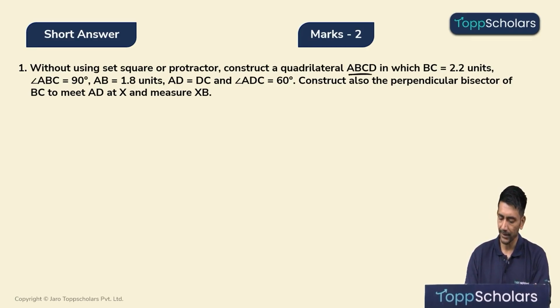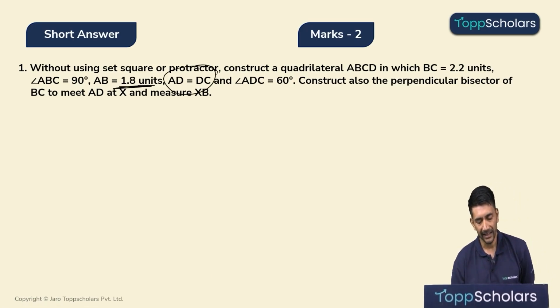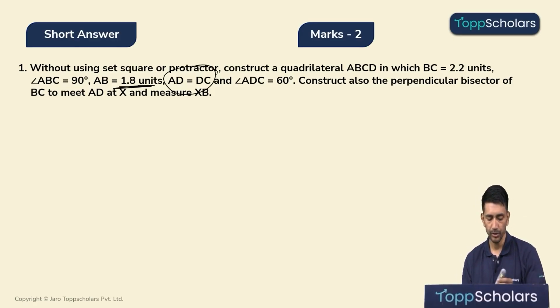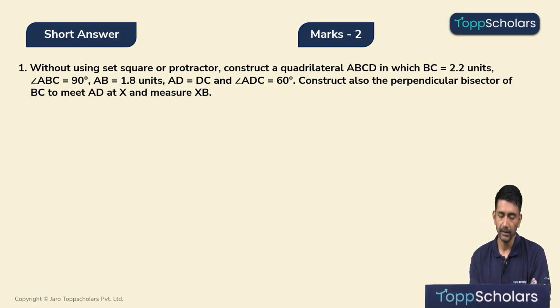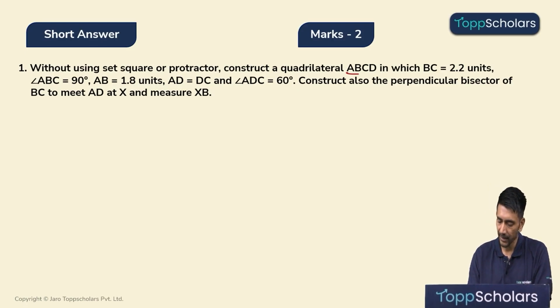अ क्वाड्रिलैटरल ABCD in which BC is 2.2 units, angle ABC is 90 degrees, AB is 1.8 units, AD is equal to DC, then angle ADC is 60 degrees. Construct also the perpendicular bisector of BC to meet AD at point X and measure XP. तो quadrilateral construct करना है ABCD.